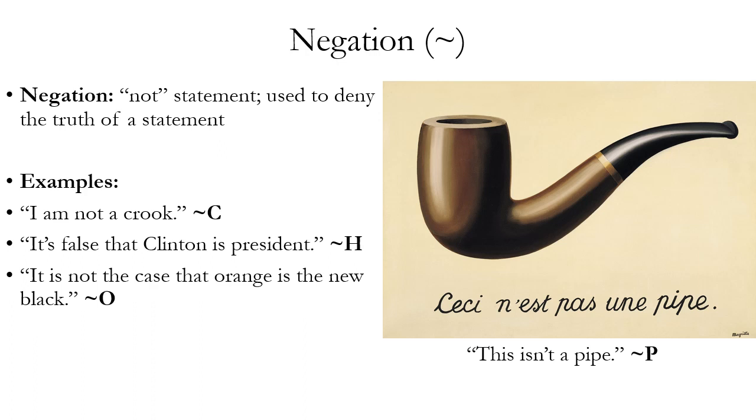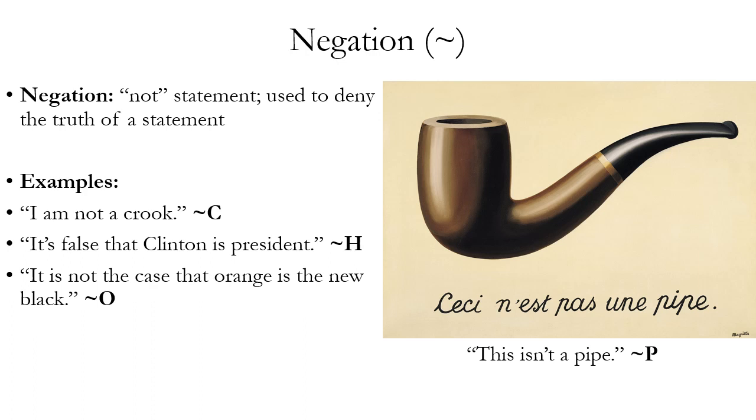Another example is the use of contractions in English. So the example under the picture on the right, this isn't a pipe. The N'T stands for not, but that's expressing the idea of logical negation. So we would translate this statement as tilde P. Remember, the P stands for the statement, this is a pipe, without the negation.